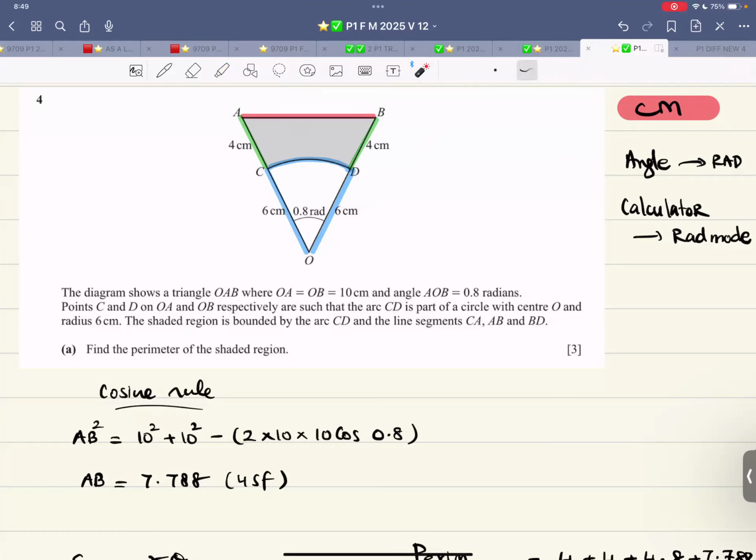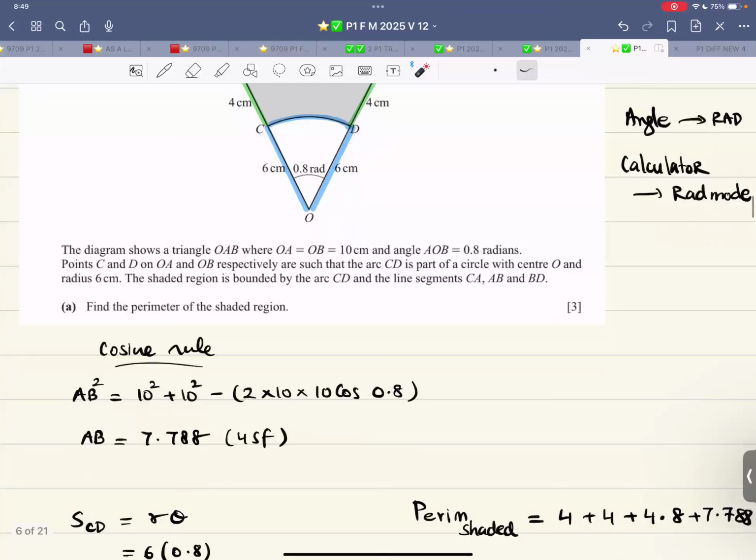I think in the future, someday they'll be making colored papers. For the sector, for the arc length, use this. For the area, half r squared theta. For the triangle, use 10 and 10, and you can find AB by using the cosine rule. If they ask for it, you can find the area of the triangle, half AB sine C. So that is the basic idea.